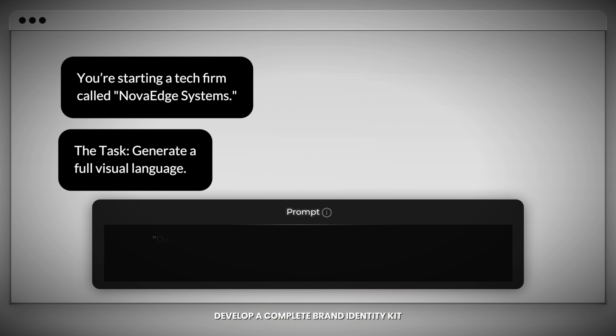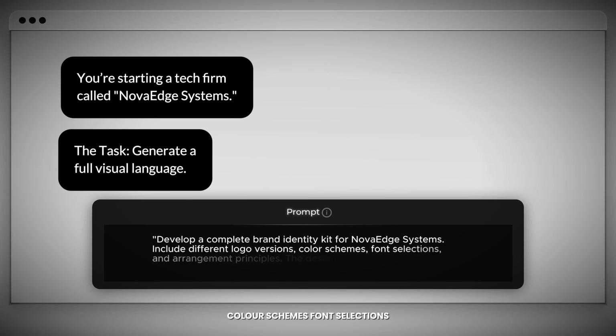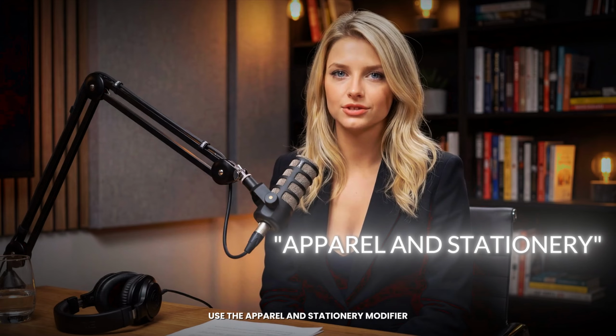The prompt: develop a complete brand identity kit for Nova Edge Systems. Include different logo versions, color schemes, font selections, and arrangement principles. The design presents a clean, futuristic, minimalistic aesthetic. The result: instead of one image, you get a style sheet you can hand off to a web developer or printer. Surprise, secret, use the apparel and stationery modifier.